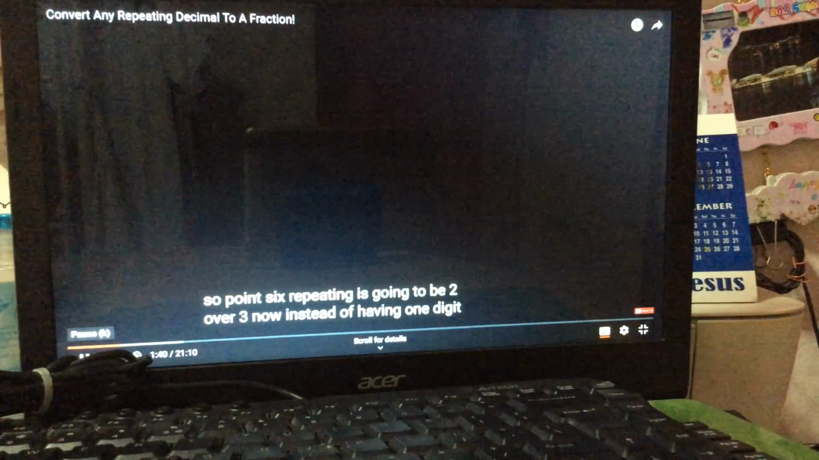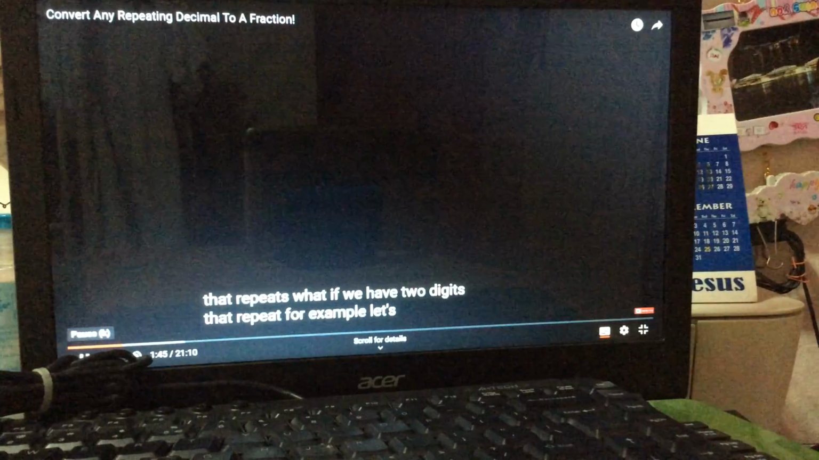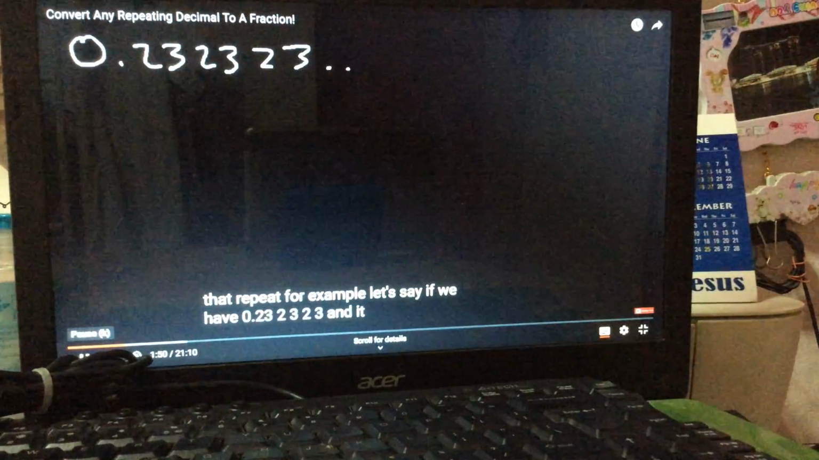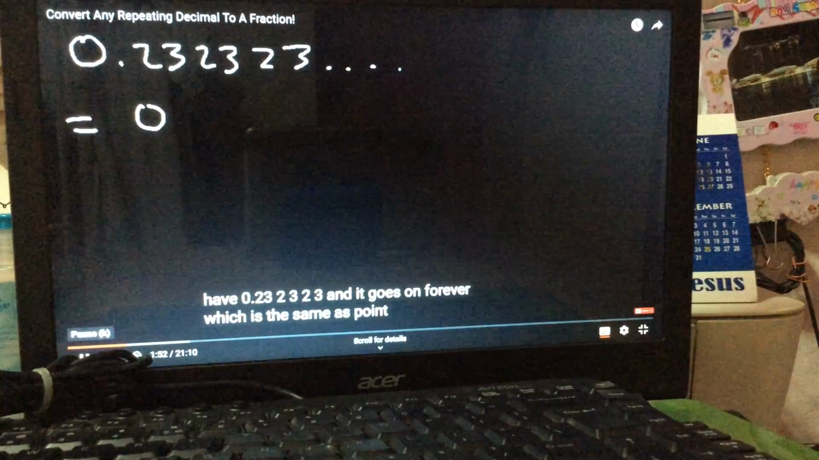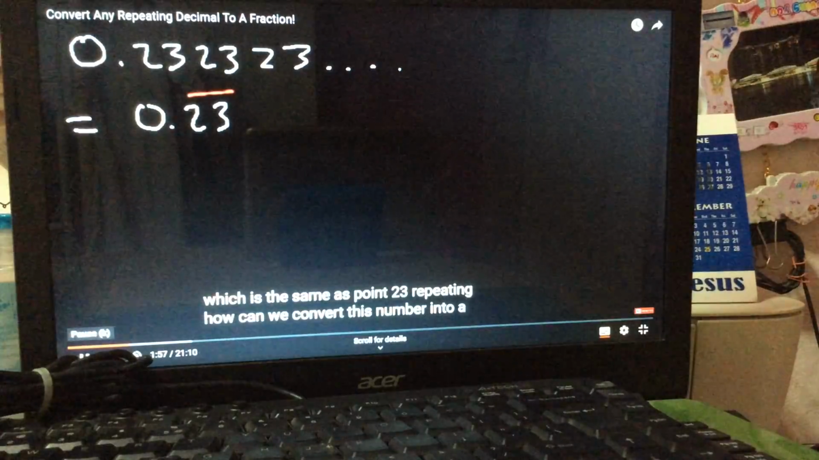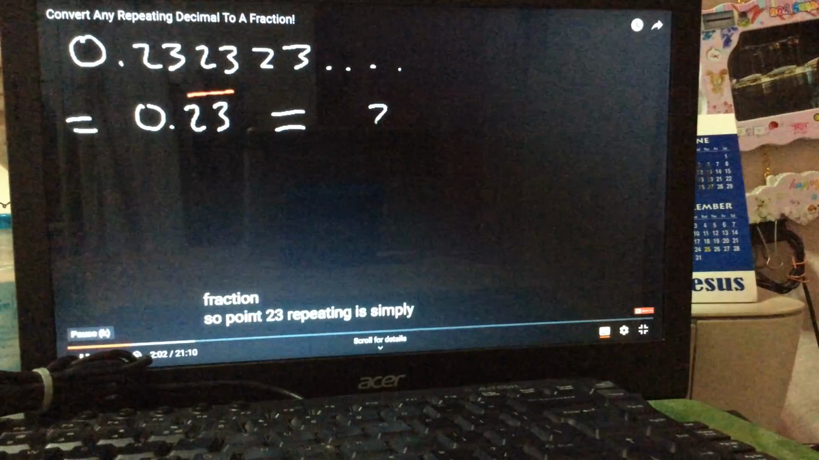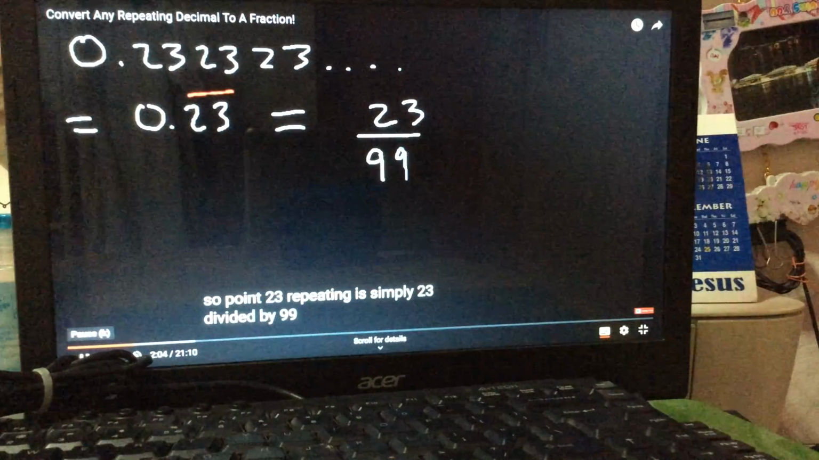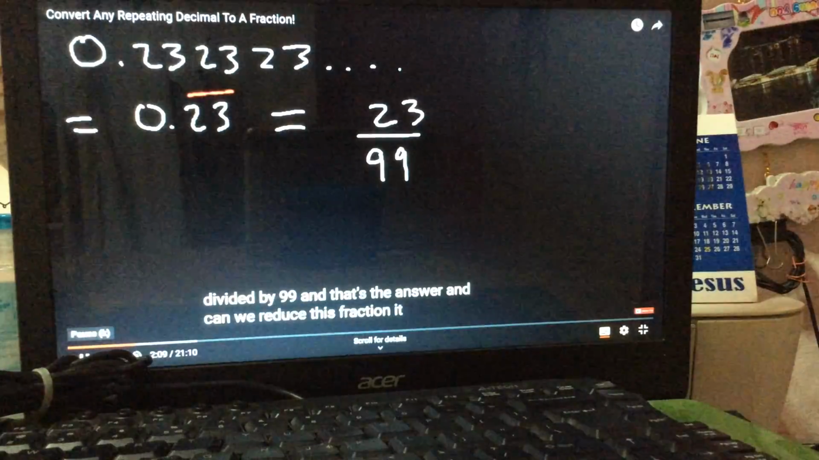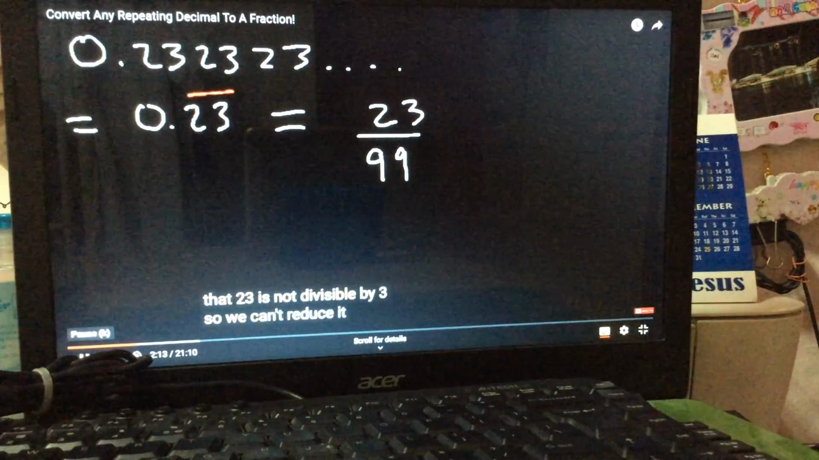Now, instead of having one digit that repeats, what if we have 2 digits that repeat? For example, let's say we have 0.232323, and it goes on forever, which is the same as 0.23 repeating. How can we convert this number into a fraction? So 0.23 repeating is simply 23 divided by 99. That's the answer. And can we reduce this fraction? It turns out that 23 is not divisible by 3, so we can't reduce it.